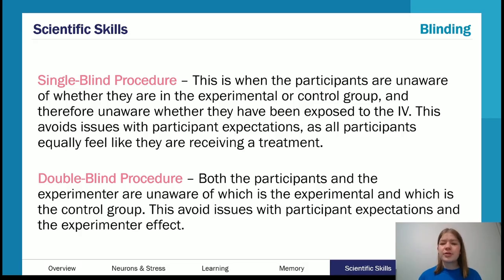We also want to try and make sure we can reduce all different sorts of extraneous variables, potentially confounding variables. One of the things we can do is run a single blind procedure where the participants are unaware of whether they're in the experimental or the control group, and therefore they don't know if they've been exposed to the independent variable you're interested in. So this avoids issues with participant expectations, as all participants equally feel like they're receiving a treatment. Commonly, this isn't really fully understood by students.